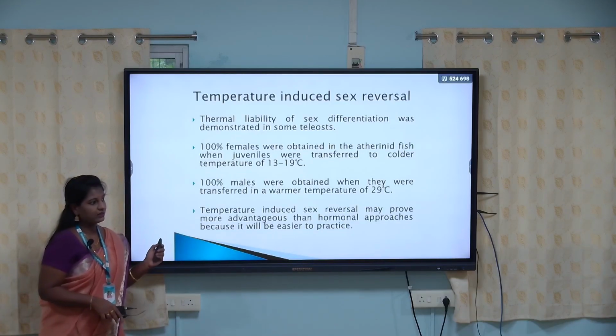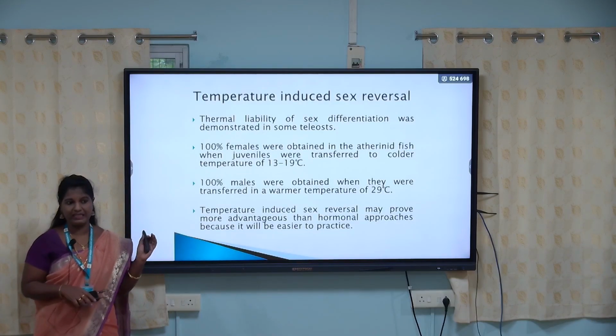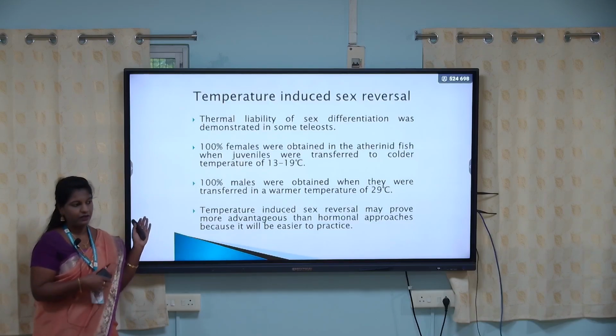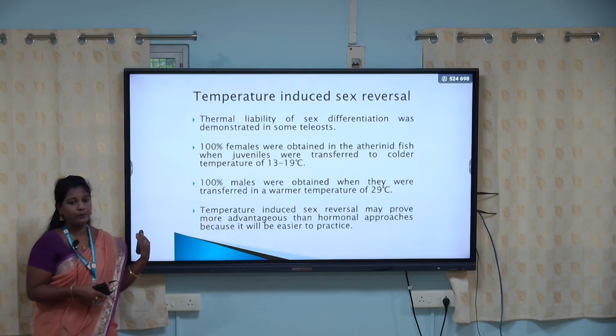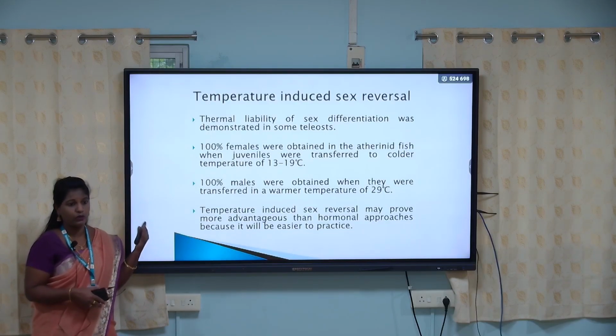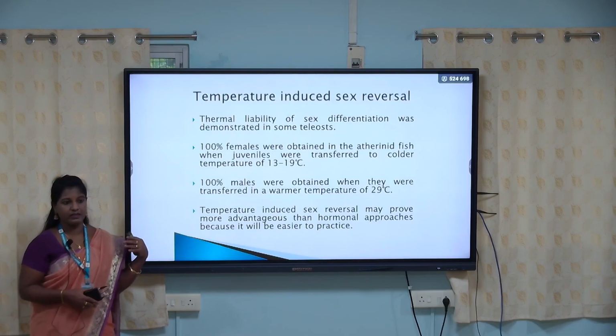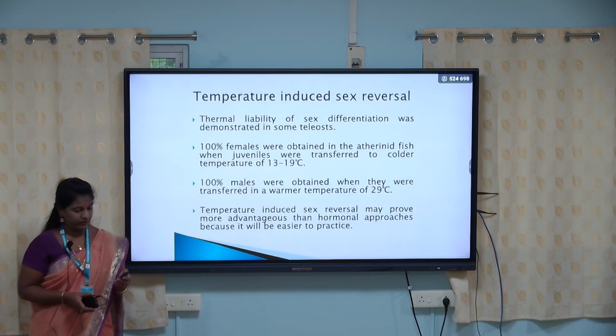So, all these factors come under sex determination and play a main role. Apart from other reactions, the main roles are played by genes, chromosomes, hormones, and environmental temperature, all of which pave the way to sex determination. So, thank you.